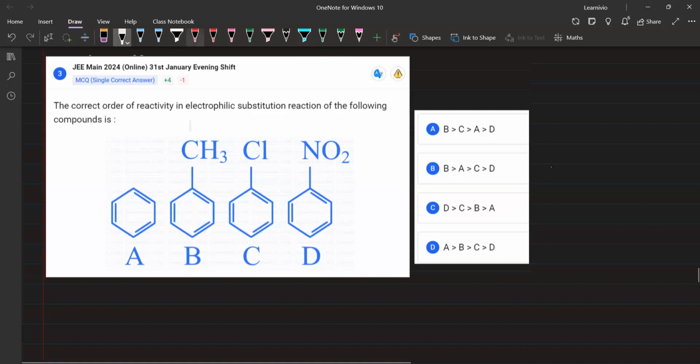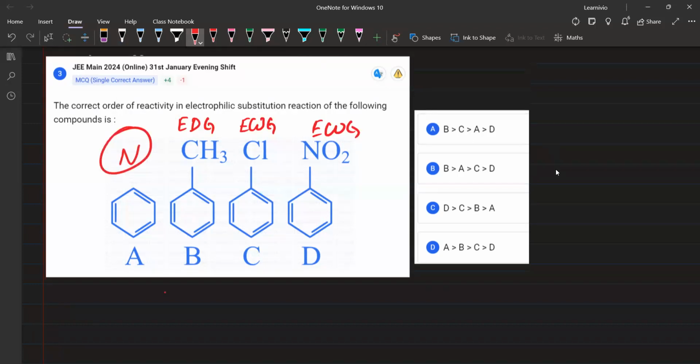So see here, CH3, it is a plus M group. Rather, I should not write plus M, I should write that it is an electron donating group. Chlorine is an electron withdrawing group, even though it gives ortho and para products. This is also electron withdrawing. This is 0, it does not have it. So electron donating will be the highest.